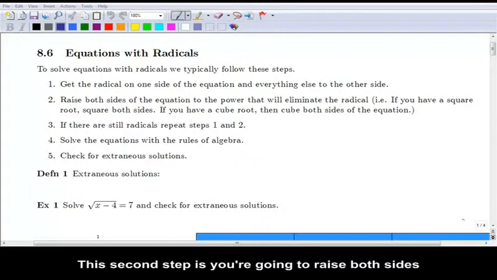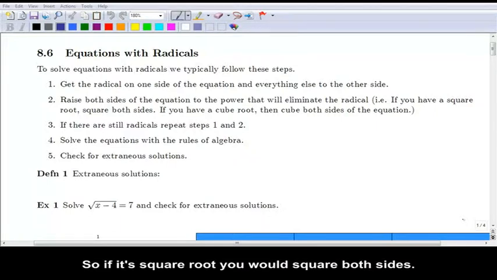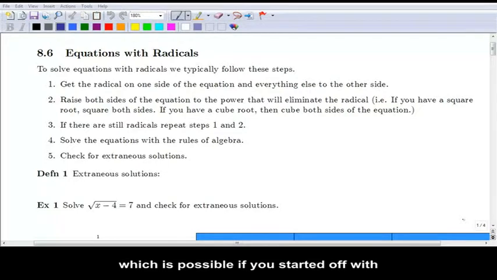The second step is you're going to raise both sides of the equation to whatever power will eliminate that radical. So if it's a square root, you would square both sides. If it's a cube root, cube both sides. If it's a fourth root, raise both sides to the fourth power. Once you've simplified everything after this step, then you need to see if there's any radicals left, which is possible if you started off with two or more radicals in the equation to begin with. If so, repeat steps 1 and 2.